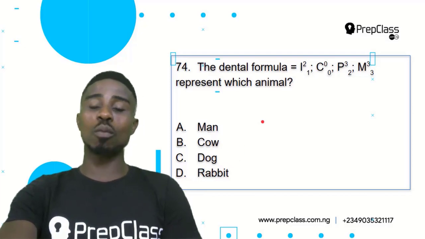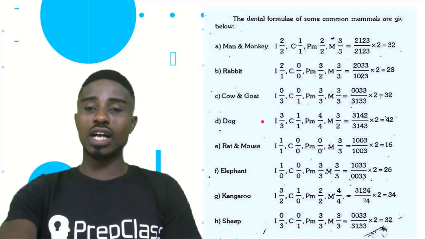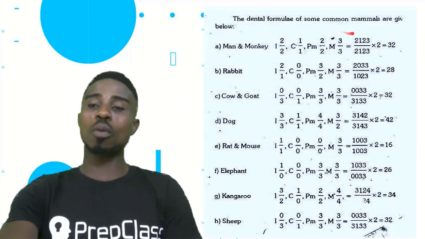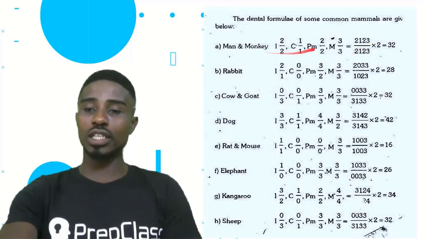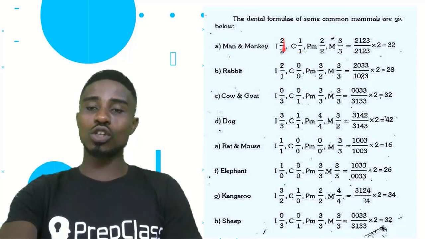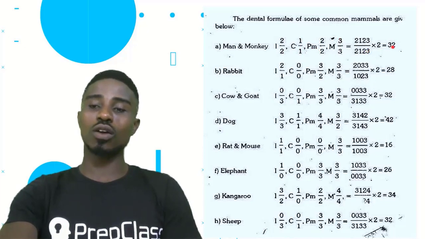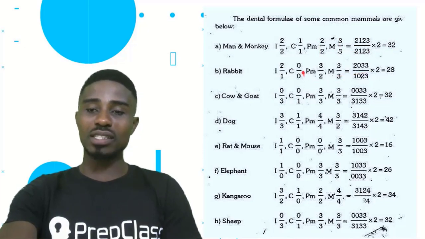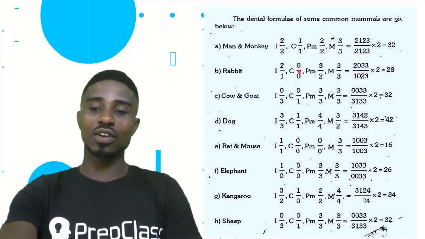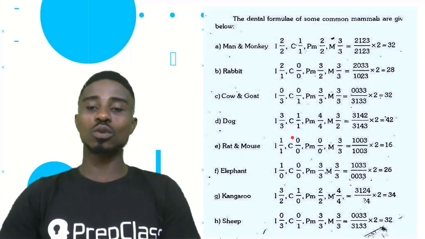Let's look at this picture for more explanation and understanding. So if you look at it, look at the dental formula of some common mammals given below. Look at man and monkey. You can see it, 2 incisors up and down, 1 canine up and down, premolar 2, molar 3, and that gives us a total of 32. Now if you look at the rabbit, it lacks a canine. 0 canine. The cow has only 1 canine on the lower jaw, while the dog has the same amount of canine just like a man has. So our correct answer would be rabbit.